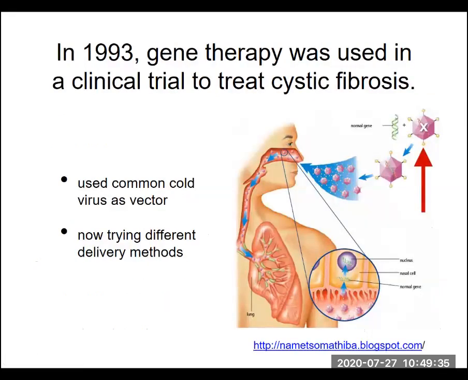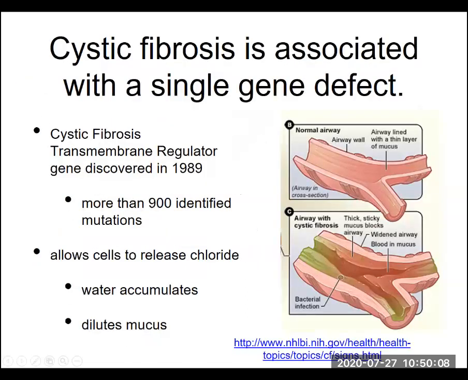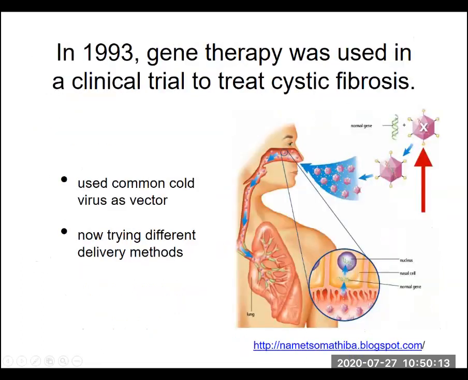Now, in 1993, relatively soon after they discovered the protein and began to understand what was going on, they started to do gene therapy to treat cystic fibrosis. And so they used a common cold virus as a vector. Like we talked about before, we've got this common cold virus up here. We're going to put in the correct version of that gene, the cystic fibrosis transmembrane regulator gene, into this virus.